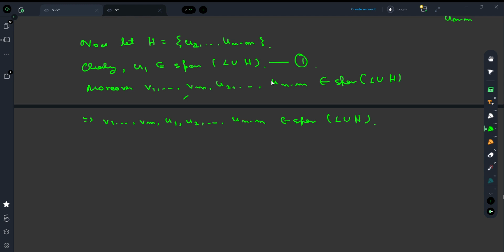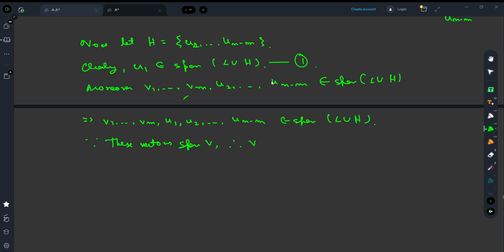But now observe the fact that these vectors v1 till vm and u1 till u_{n-m}, by assumption, span V. It generates V. This comes from the induction hypothesis, because we had said that for any m greater than 0, if I have a linearly independent subset comprising m elements, then m must be less than or equal to n, and I will get n minus m vectors from G, the union of which will span V.